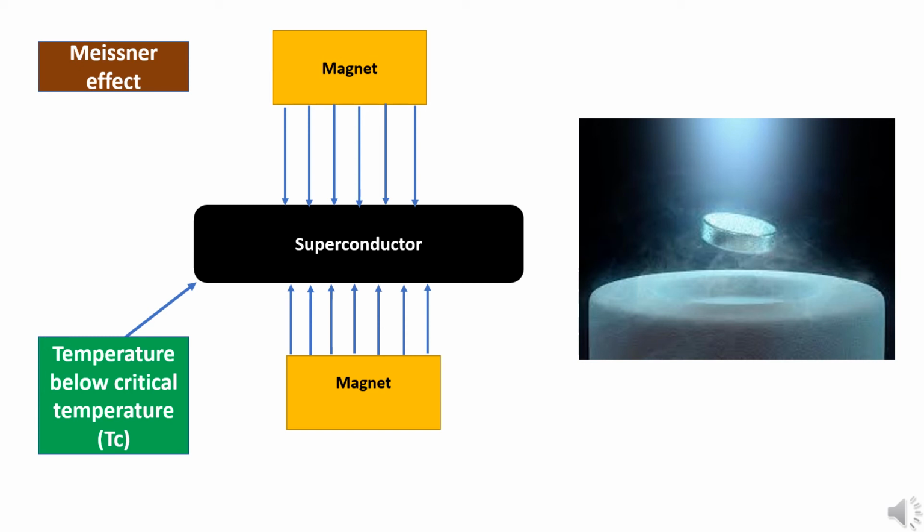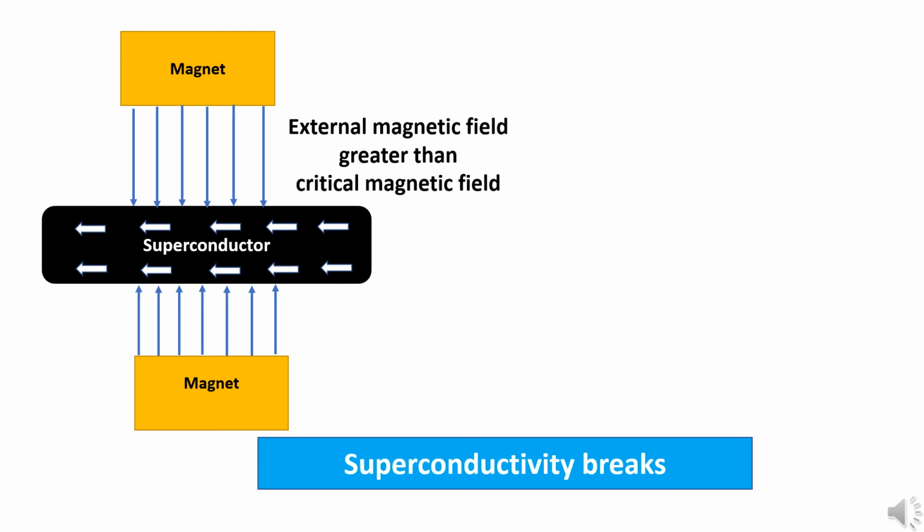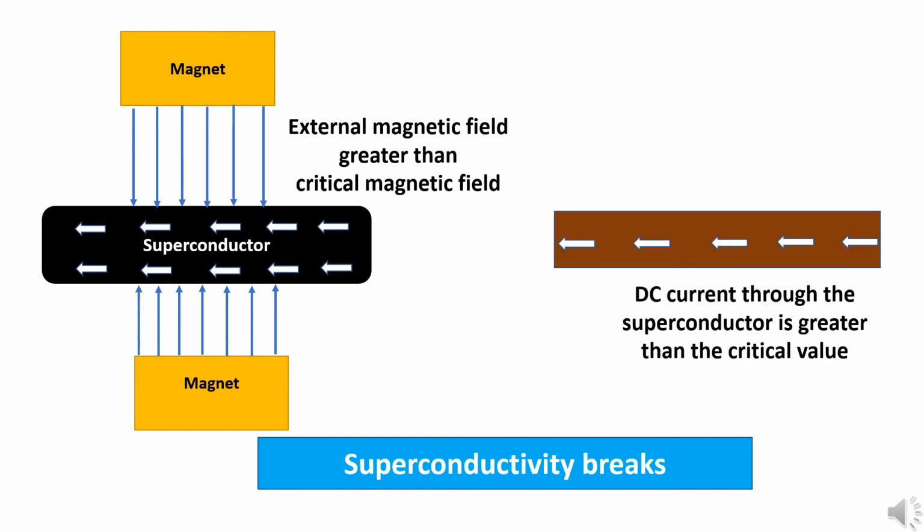Remember, superconductivity also has limits. When an external magnetic field greater than a critical value is applied, superconductivity will break. Similarly, when the DC current through the superconductor is increased beyond a critical value, superconductivity also breaks. These critical values will be different for different superconductors.